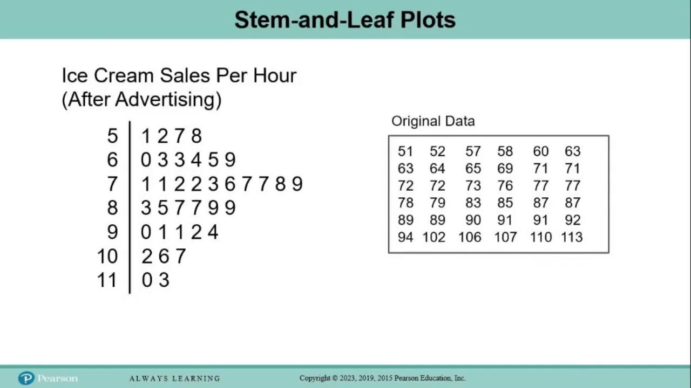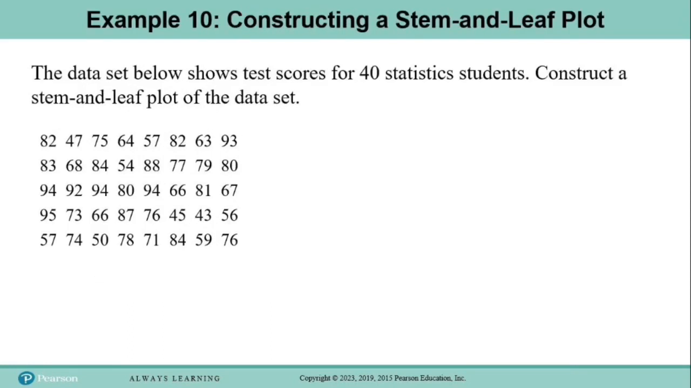So are you ready to make your own stem and leaf plot? Here we go. So this is example 10, and it says the data set below shows test scores for 40 statistics students. Construct a stem and leaf plot of the data set. And so we know that the first thing we're going to need is a vertical line that we're going to use to separate our stems from our leaves.